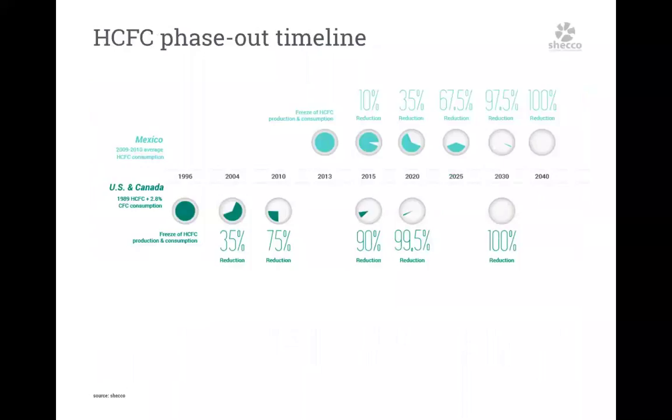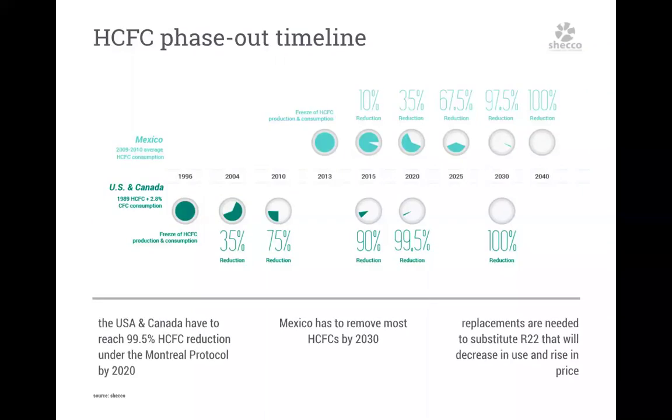When we talk about the HCFC phase-out, we're talking about the international level. What we try to depict here is the situation for the US and Canada on one side and for Mexico on the other side. So USA and Canada have to reach close to 100% HCFC reduction under the Montreal Protocol in the next 4 or 5 years. Mexico has a little bit more time to do the same. The overall message is that replacements are urgently needed to substitute, especially R22, which will decrease in use and rise in price. So more competitive solutions need to be found.